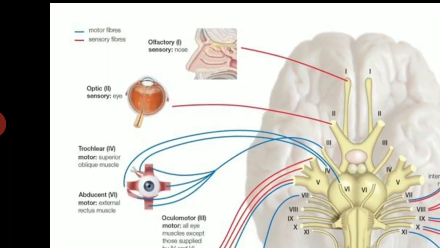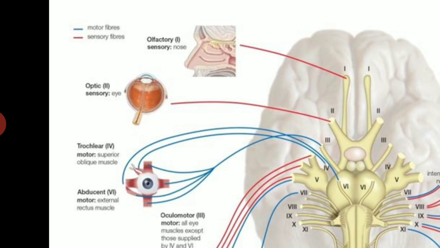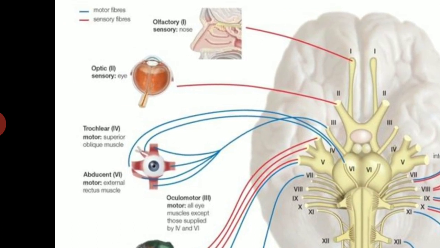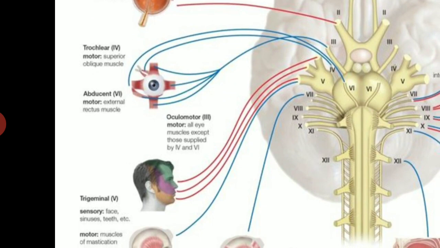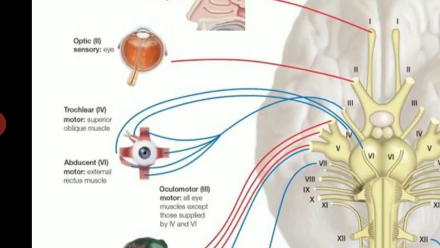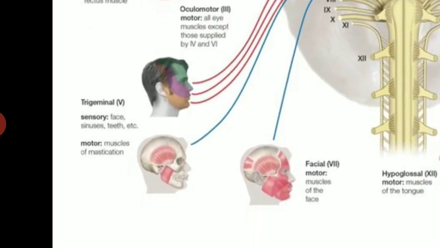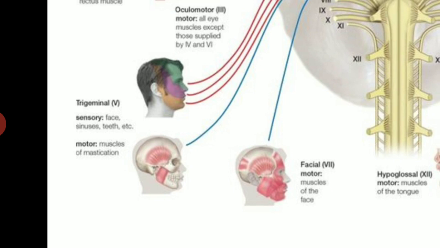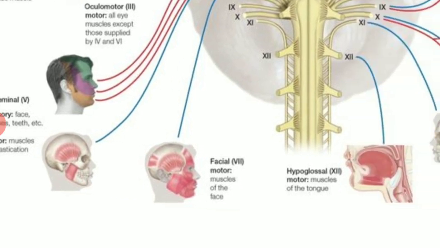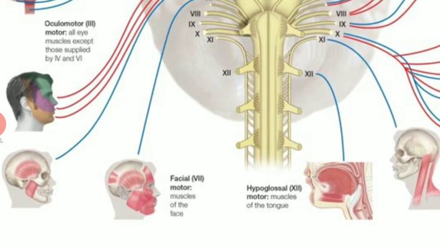So again, this is a picture showing various cranial nerves. Olfactory for olfaction, then optic for vision, then 3rd, 4th, 6th supplying the muscles of eyeball, then trigeminal, facial area, supplies the muscles of face, sinuses, teeth, etc. Motor part supplies the muscles of mastication. Main muscle is masseter for mastication. Then 7th cranial nerve, muscles of face.